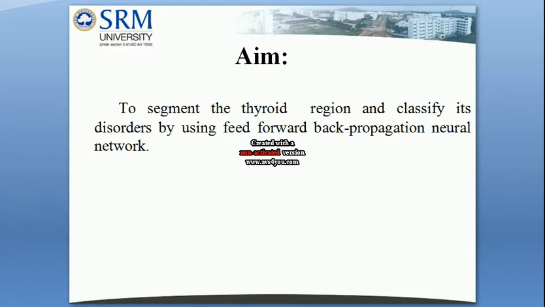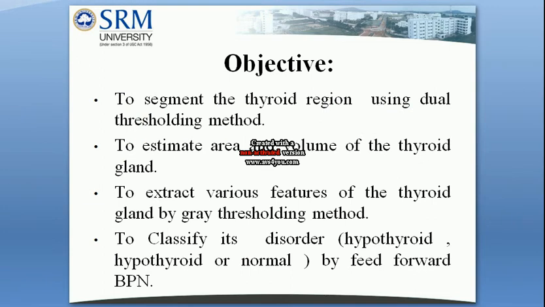The main aim of the project is to segment the thyroid region and to classify its disorders by using a feed-forward backpropagation neural network. Objectives: to segment the thyroid region using the dual thresholding method and to estimate the area and volume of the thyroid gland from the segmented image. Then to extract various features of the thyroid gland by using the gray thresholding method, and finally to classify its disorder, whether hypothyroid, hyperthyroid or a normal case, by using the feed-forward backpropagation neural network.